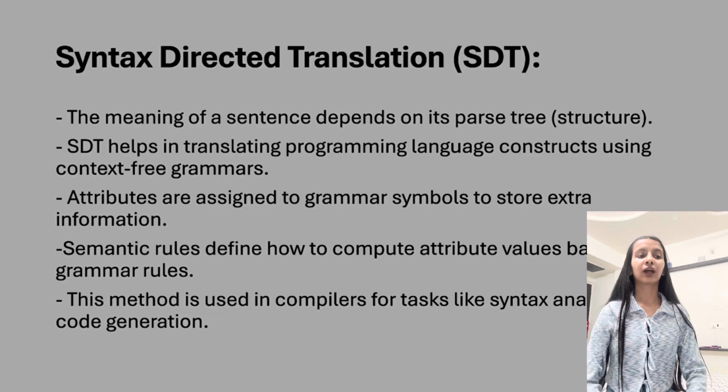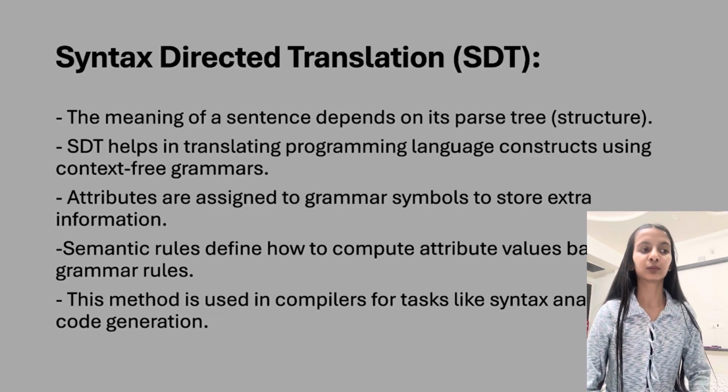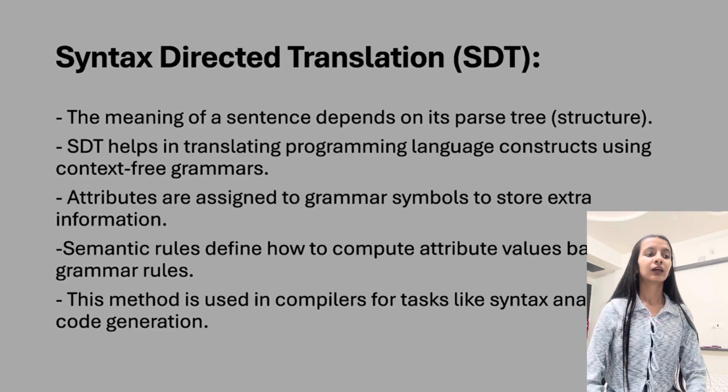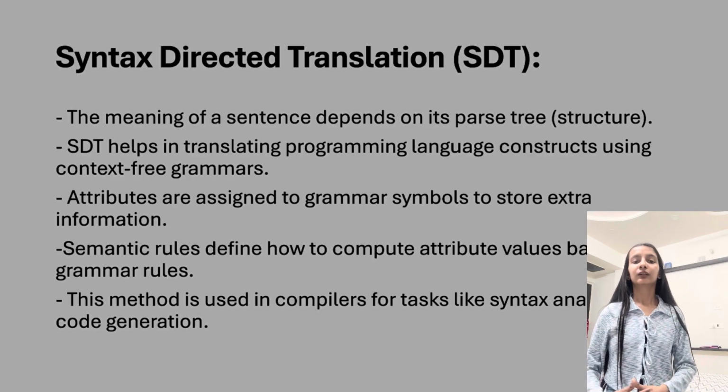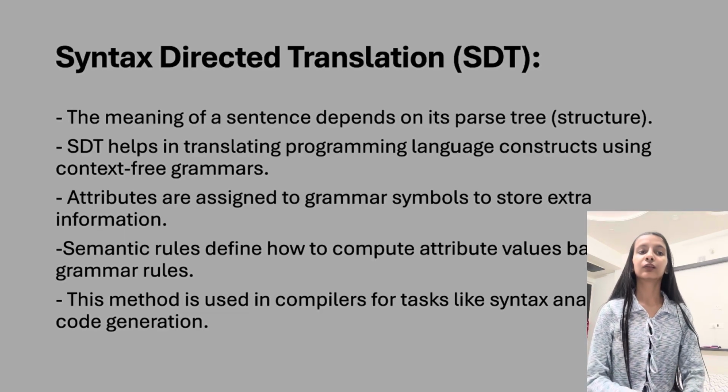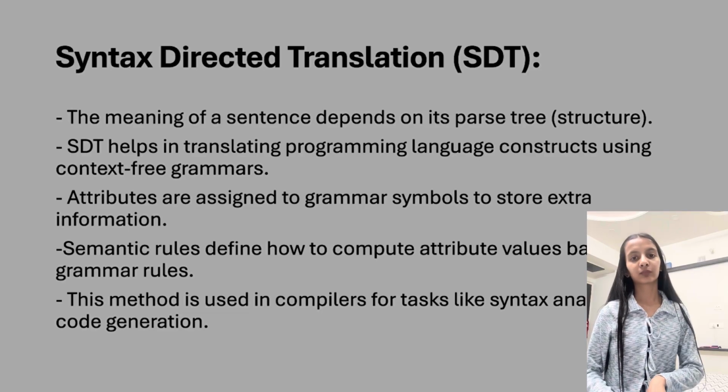Semantic rules define how to compute attribute values based on grammar rules. This method is used in compilers for tasks like syntax analysis and code generation. While correcting the syntax, it also translates the given grammar.